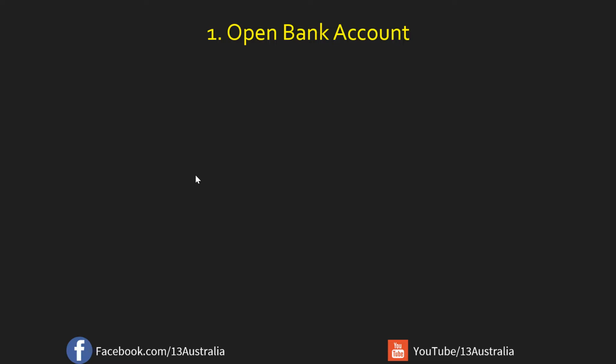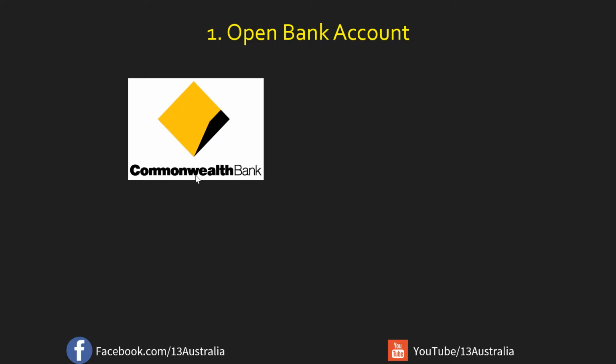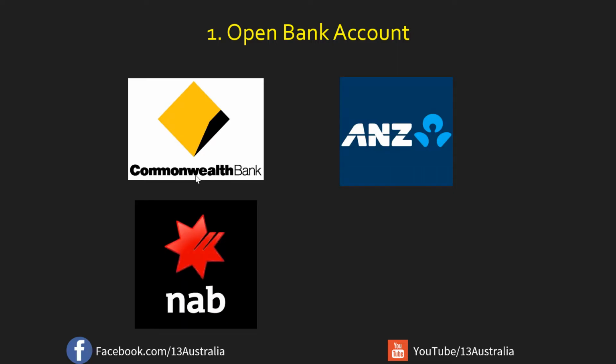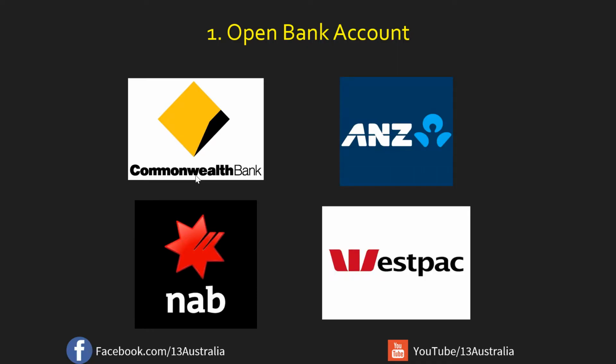Now here, there are so many banks, but we have 4 major banks in Australia. The first bank is Commonwealth Bank of Australia, then we have ANZ, Australia and New Zealand Banking, then NAB, National Australia Bank, and the 4th one is Westpac Bank. There are many other small banks, but these are the major 4, and you will find most people, especially overseas migrants, initially open their account in these banks. You can go to any of them, whichever is close to your home, and open your bank account.